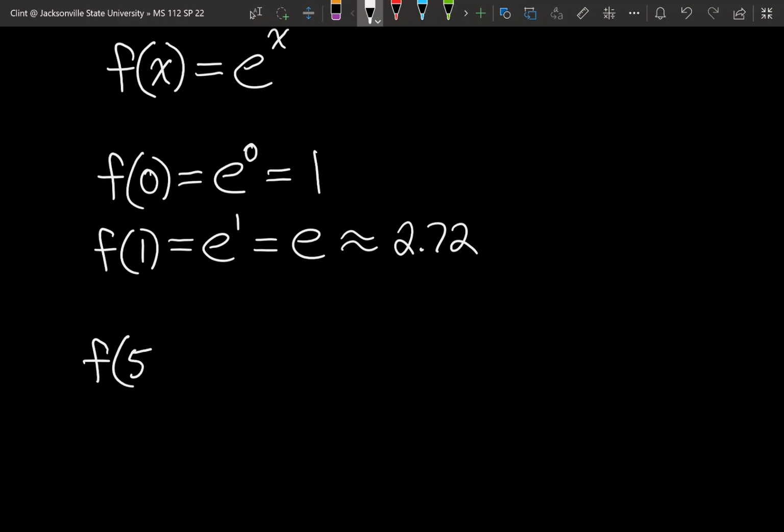So let's see what this one comes out to, to give you a reference value. If we want e to the 5th power, I'm going to round to 3 decimal places, so that's about 148.413.